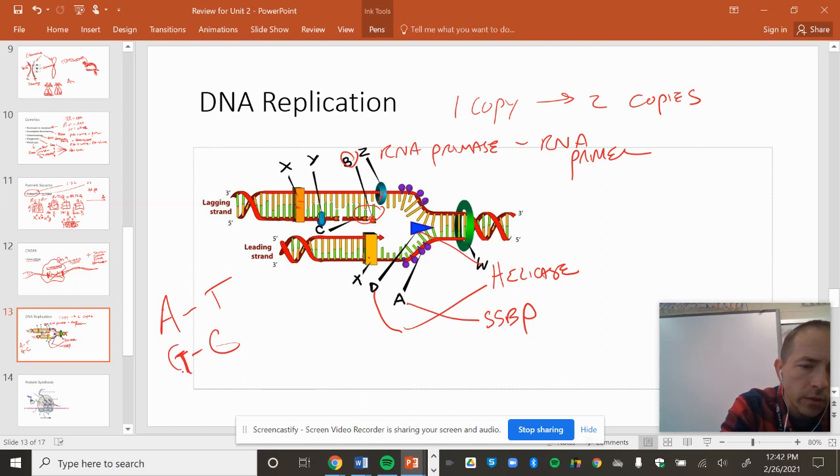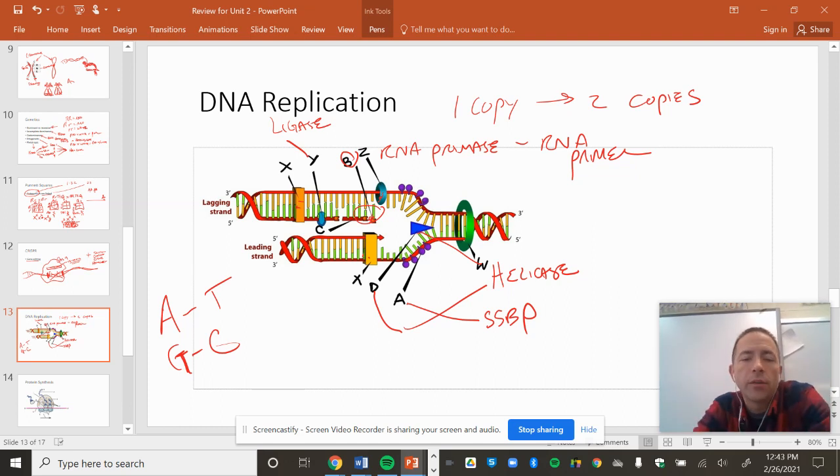Don't forget that, okay? And then once you have that accomplished, there's going to be sections like the lagging strand in the picture here that has fragments, and we've got to glue those fragments together. So then you have Y here that is ligase that will be able to do the covalent bonding required to glue those Okazaki fragments, or for your sake, just the fragments together, okay?